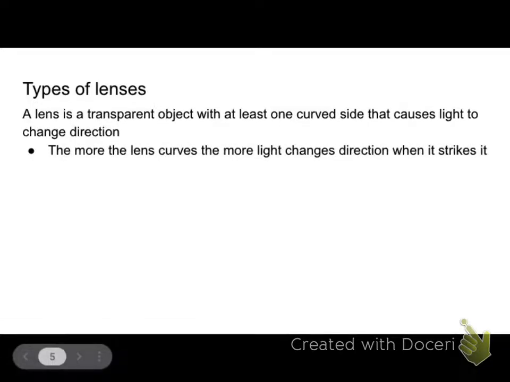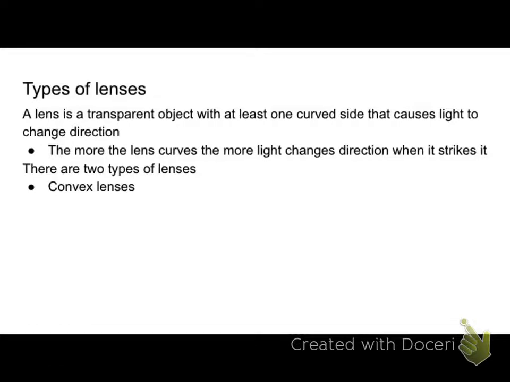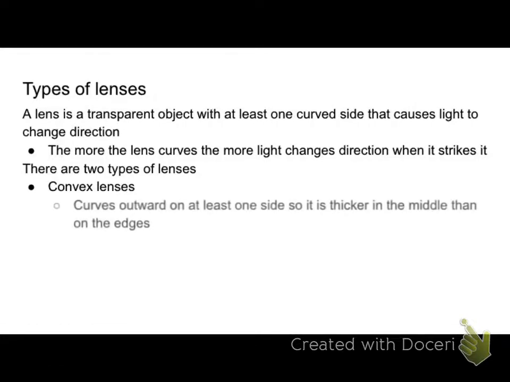The more the lens curves, the more the light will change the direction and the more distorted the image will appear. The 2 types of lenses are convex lenses. Convex lenses curve outward on at least one side, so they are thicker in the middle than on the edges.